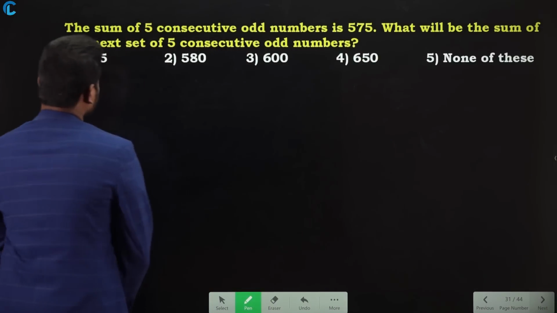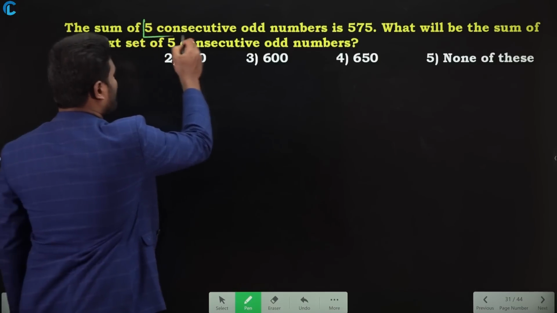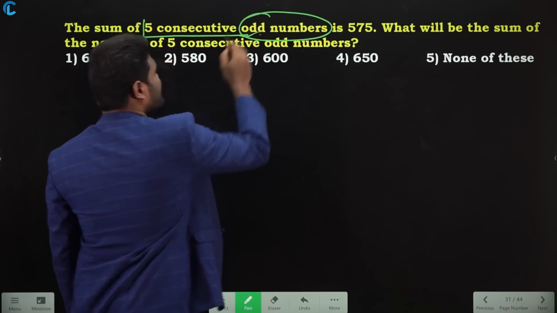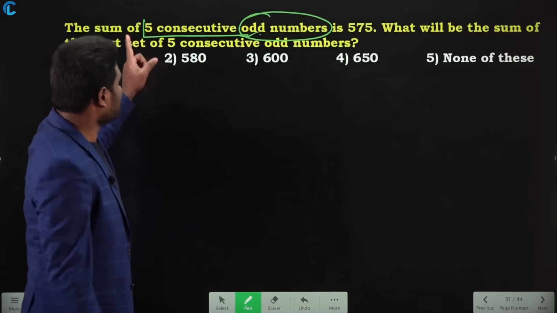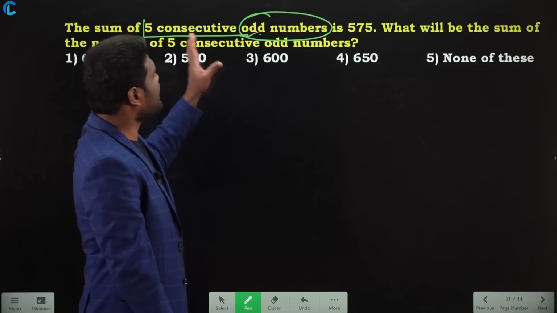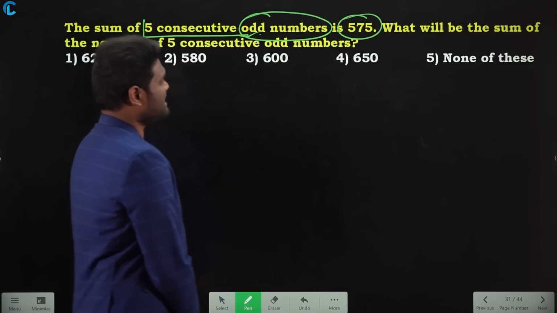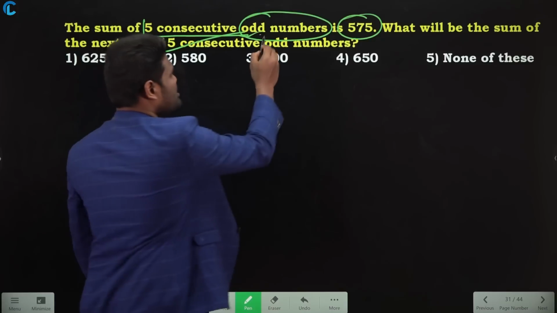The next question is, the sum of 5 consecutive odd numbers. Look here, this is very important. Now in this it is odd numbers, whereas in the previous question it is just consecutive numbers. The sum of 5 consecutive odd numbers is 575. What will be the sum of the next set of 5 consecutive odd numbers? Now this is really important.